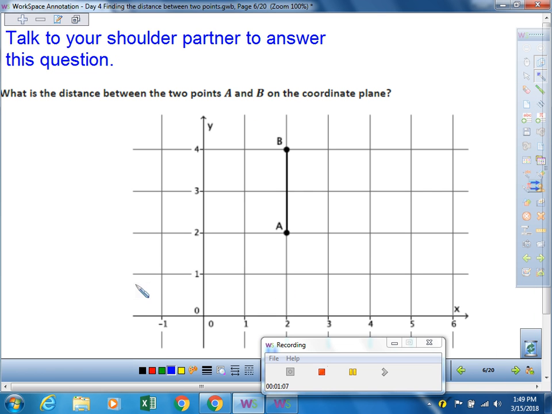Now I want you to look at this one and think to yourself, what's the distance between A and B, these 2 points? Whisper it to your shoulder partner. Jason, what did you calculate as a distance? 2. Yes, you are correct. This is 2. So, do you think your homework is that easy?